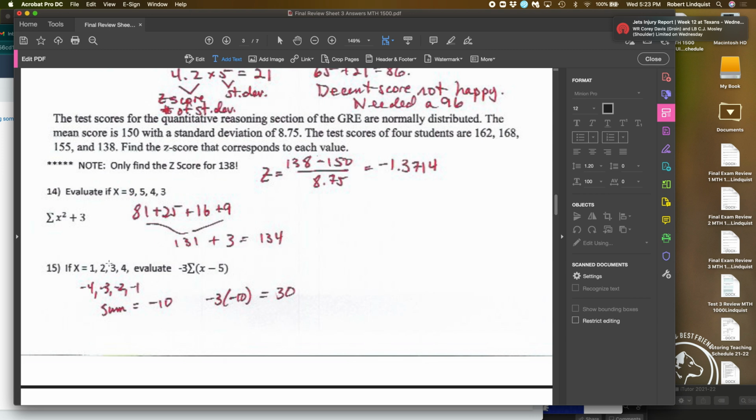Number 15, x can equal 1, 2, 3, or 4. And it says now do -3 times the sum of x minus 5. So I have to take 5 from each of these. That's -4, -3, -2, -1. Then, since it's a summation, I have to add them all up. I add them up, the sum is -10. And then I have to take that and multiply by -3, so I get positive 30.